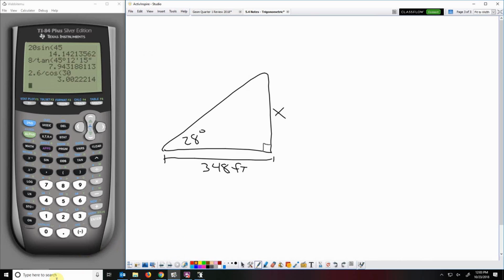All right, one more problem here. So I want the value of x here. I've got an opposite and an adjacent, so that's going to be tangent of 28 degrees. That equals the opposite over the adjacent. And this is more like our first problem where we've got the variable in the numerator. So this time I just need to multiply this over to here. So I get x equals 348 times tangent 28 degrees.